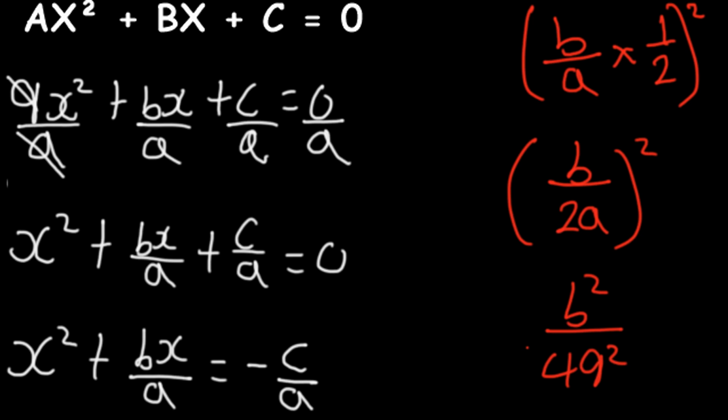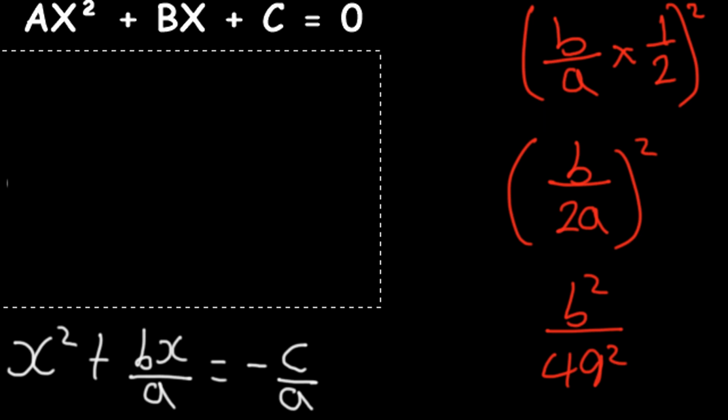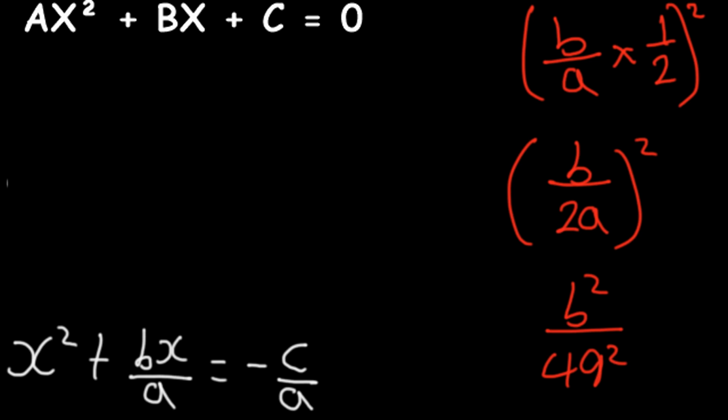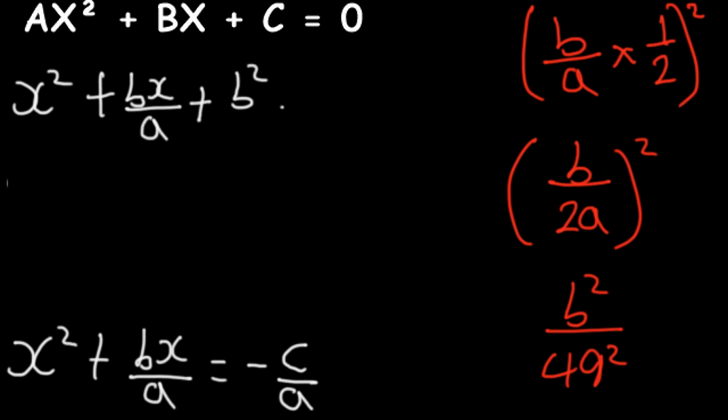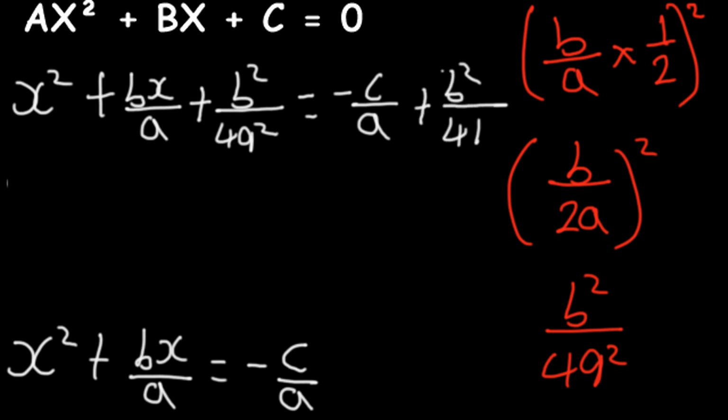So we are required to add it to both sides, that is, both the left hand side and the right hand side. So let's do that. Let me create a little space. So adding it to both sides, we have x squared plus bx over a plus b squared over 4a squared equals minus c over a plus b squared over 4a squared.